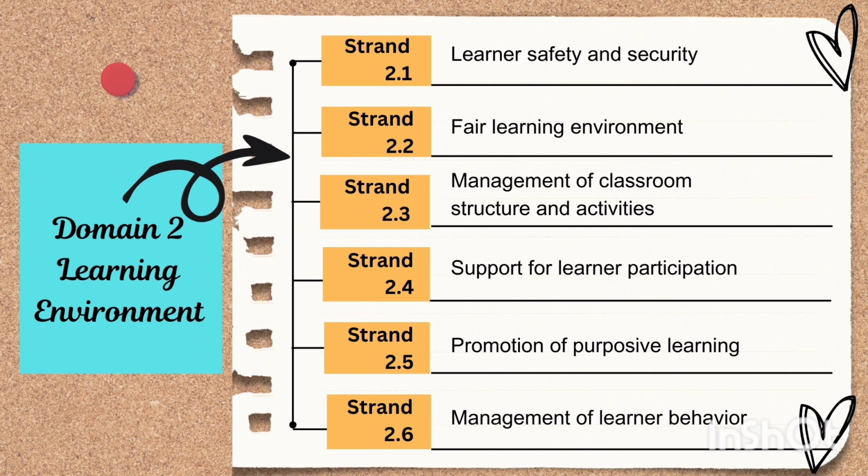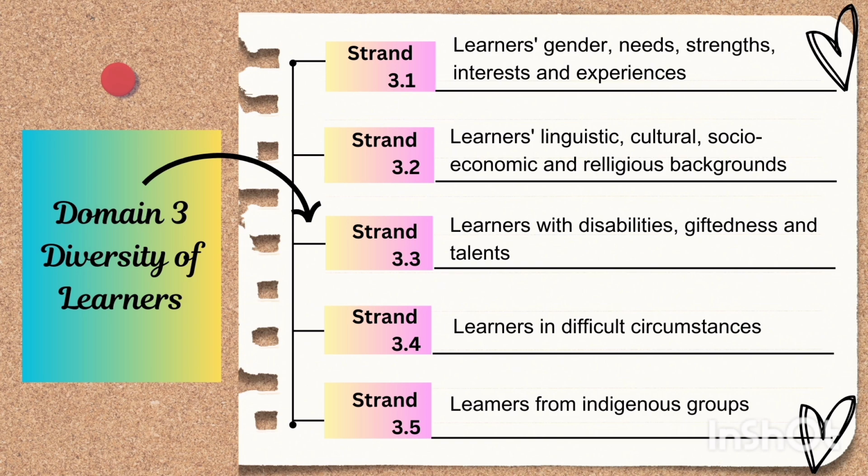So next, domain 3, diversity of learners. So strand 1, learners' gender, needs, strength, interest, and experiences. So understanding and addressing differences among students in terms of gender, needs, strength, interest, and life experiences to support their individual learning journeys. And next, learners' linguistic, cultural, socio-economic, and religious backgrounds. So recognizing and valuing the various cultural, linguistic, socio-economic, and religious backgrounds of students to create inclusive learning environments that respect and celebrate diversity.